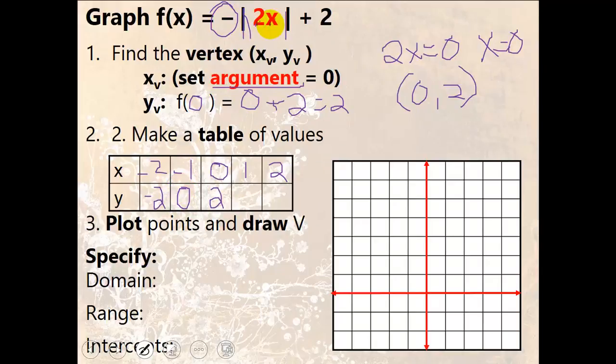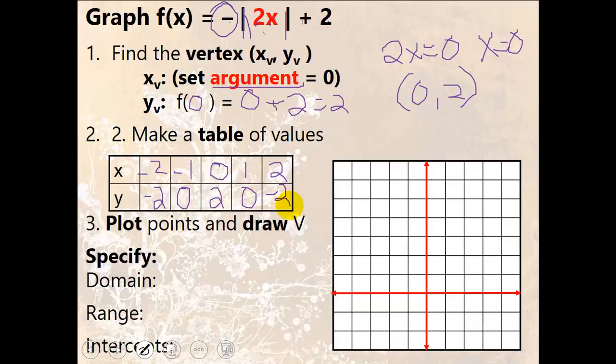So now I'm going to plug in a positive 1. 2 times 1 is 2. Absolute value is 2. Negative in front makes it negative 2. Negative 2 plus 2 is 0. And I'm going to plug in a 2. 2 times 2 is 4. Negative becomes negative 4. Negative 4 plus 2 is negative 2.